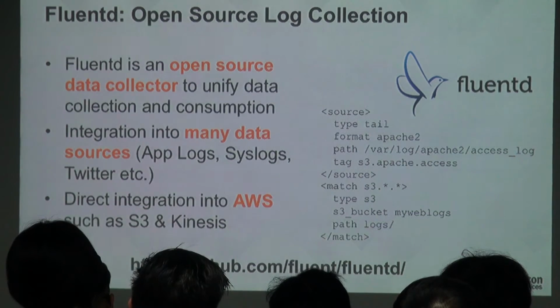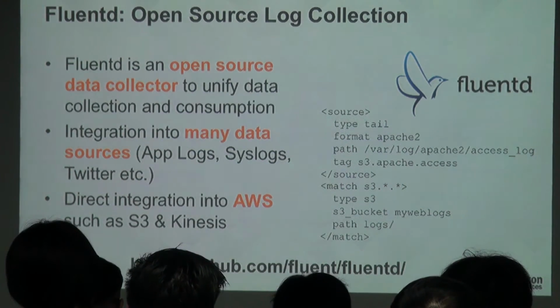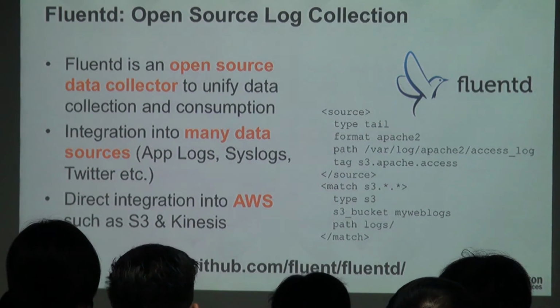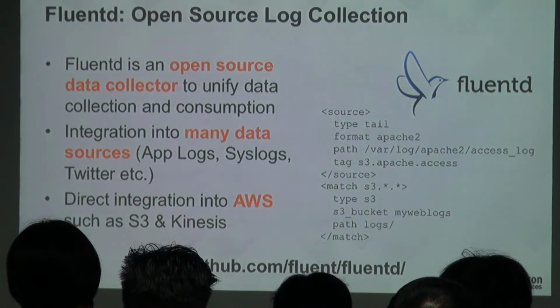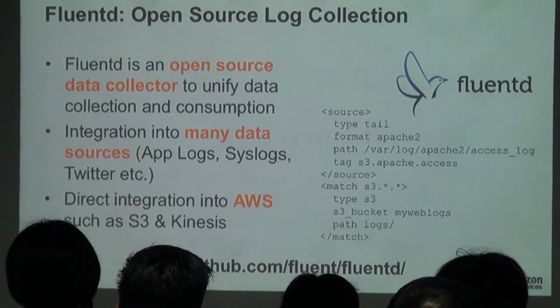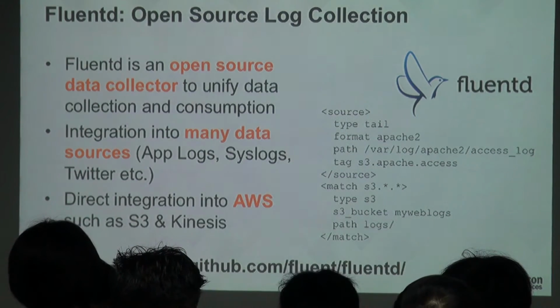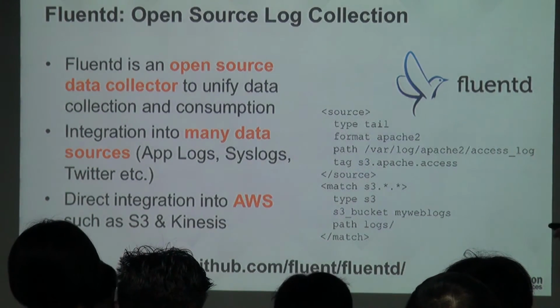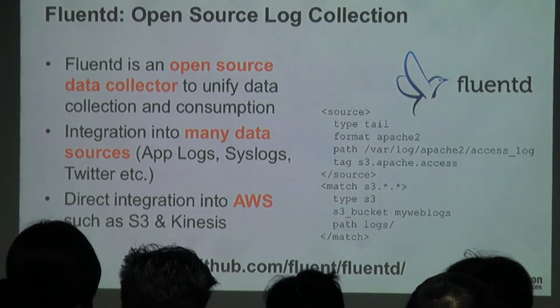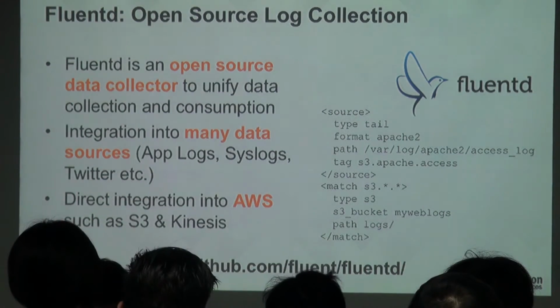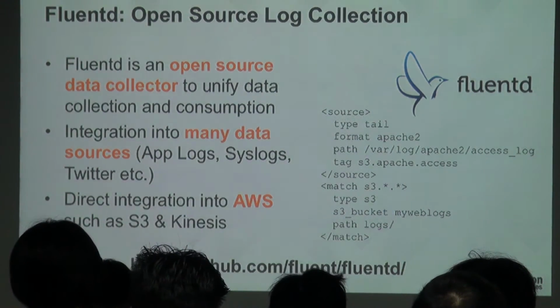It actually gets integration into many different data sources where it can load from. So things like syslogs, application logs, even Twitter, for example, can be a data source. And then you can push it to another place, and here we have integration into our services. So for example, you can push straight into Amazon S3, our simple storage service, or straight into Amazon Kinesis, which is our real-time data processing stream.